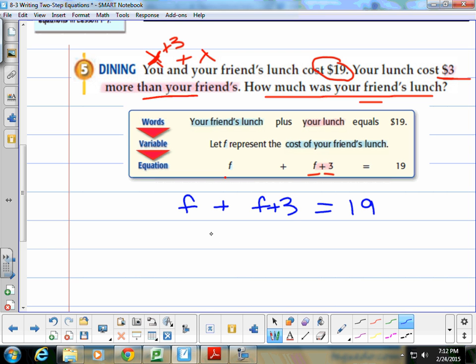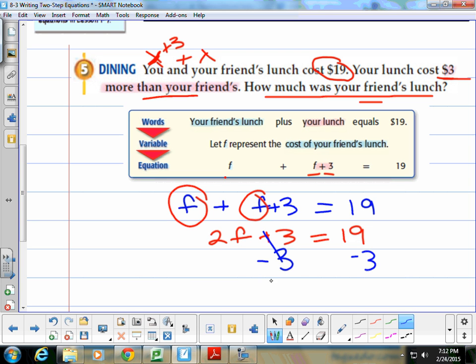So how much was your friend's lunch? Well, notice we have to combine like terms here. We have 1F plus 1F, which is equal to 2F plus 3, which is equal to 19. Combining like terms before we can solve. So then we do our subtraction to both sides, inverse operation. And we get twice your friend's lunch. So pretty much this is your lunch and your friend's lunch without the $3 fries you ordered, is equal to 16.